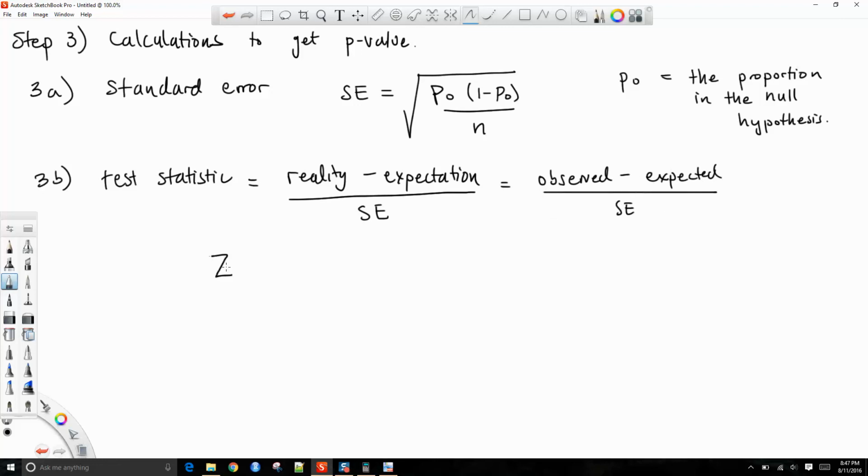Or so put simply, we're going to get a z-score. What we observe in our data is p hat. What we expect, if the null hypothesis were true, is we would expect p0, and we're going to divide that by the standard error. That's our test statistic. And then once you have your test statistic, you're going to look up z in the z-table, okay, to get your p-value.